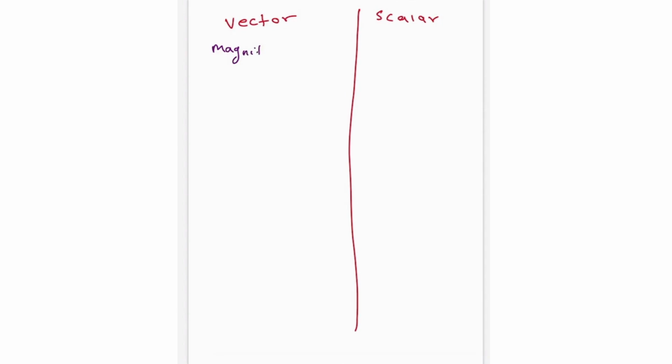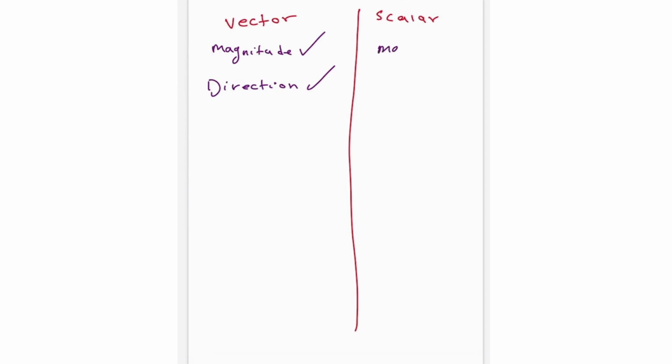We are going to learn what is a scalar, what is a vector, and what is the difference. A vector is any quantity with both magnitude and direction. So, we have magnitude and we have direction. What about scalar? Scalar is a quantity that has a magnitude but no direction.